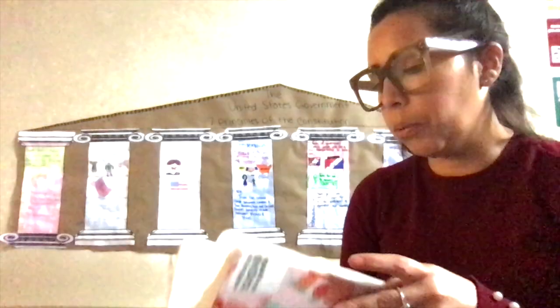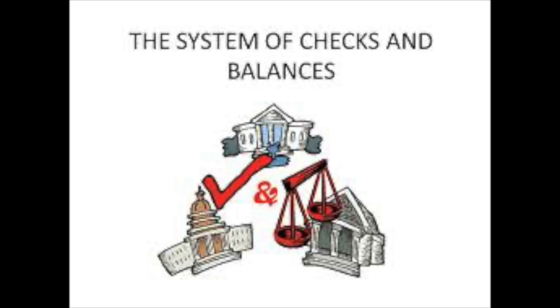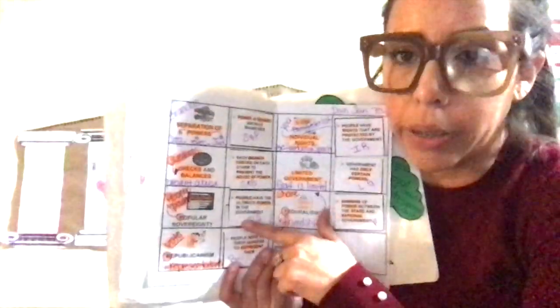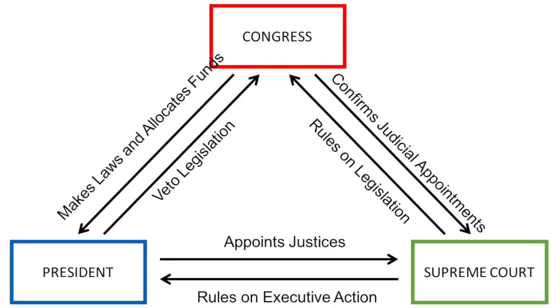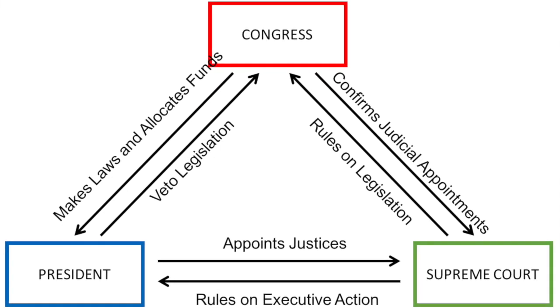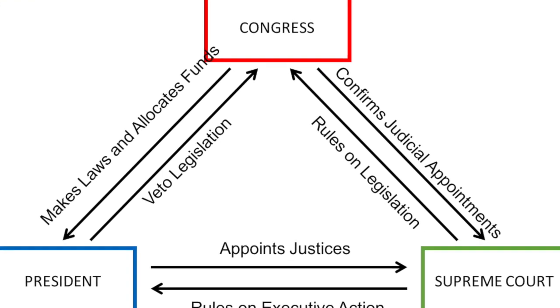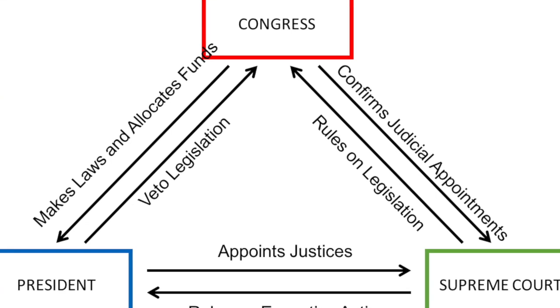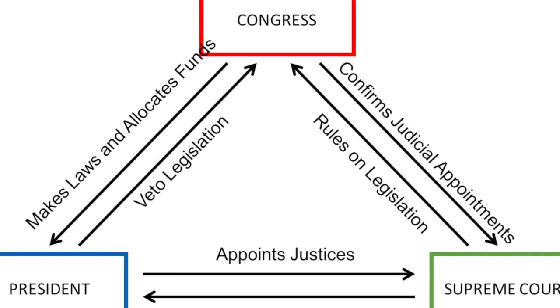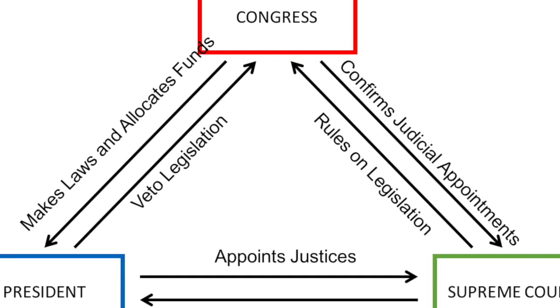The second principle of the Constitution that we're going to go ahead and talk about is going to be checks and balances. In order to prevent each one of those branches from having too much power, they all have to check on each other. That is the system of checks and balances. One cannot do one thing without the approval of the other. So this is going to help prevent any branch of government from obtaining too much power.